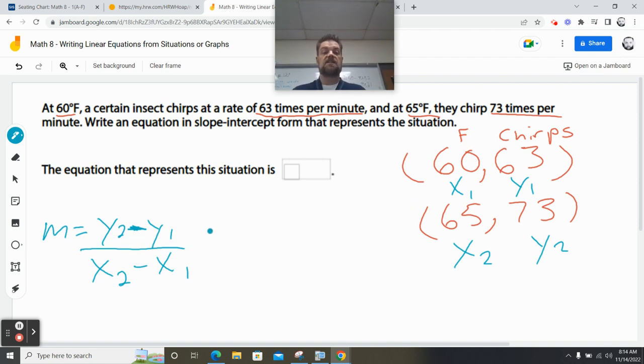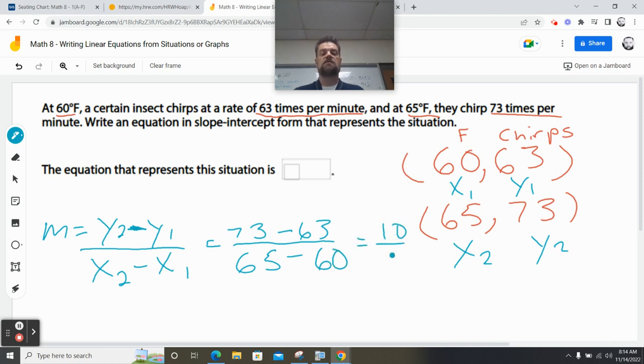But let's plug these in. Y sub 2 equals 73 minus y sub 1, which is 63, all over x sub 2, which is 65, minus x sub 1, which is 60. If you do the math, I've got 10 over 5. What's 10 over 5 reduced down to? 2. So that's the slope.